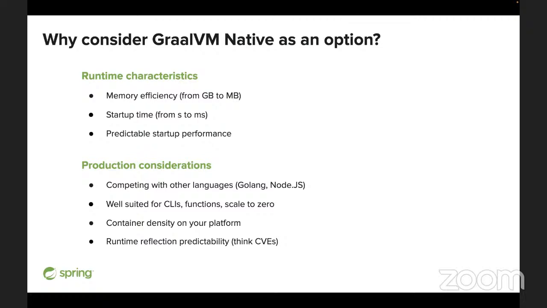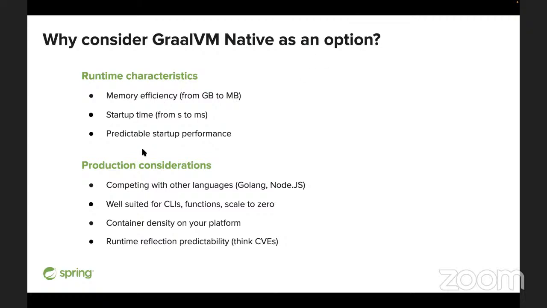There are some runtime characteristics that you need to take into account. In terms of memory efficiency, you change the scale from gigabytes to megabytes. Same for startup time. You have a few milliseconds startup time, which is really, really fast. And it also has predictable startup performance. Because of the nature of building this, you don't get the difference from doing compilation on the fly and stuff like that.